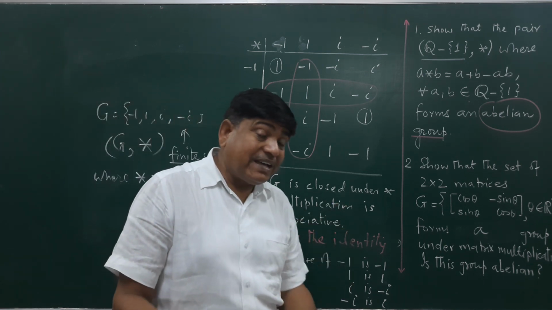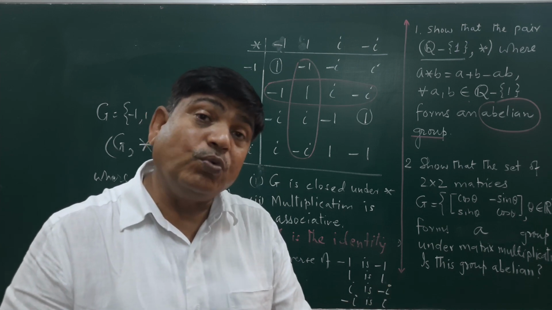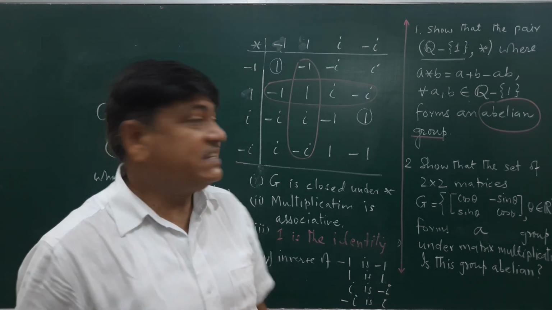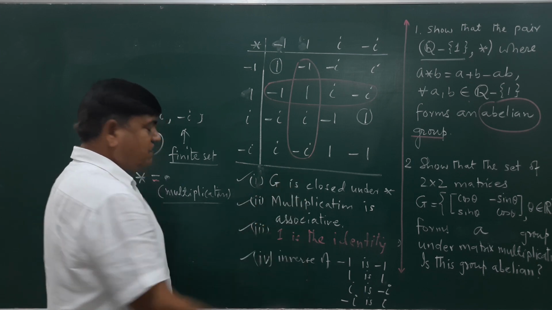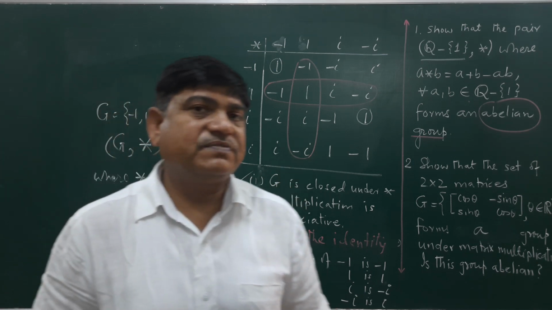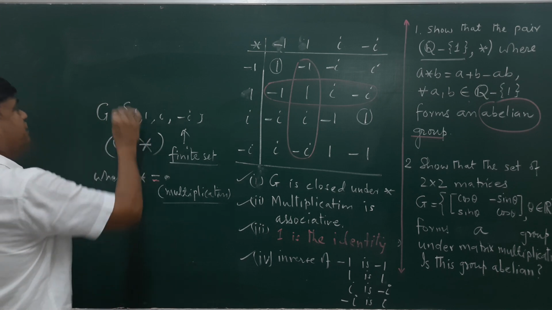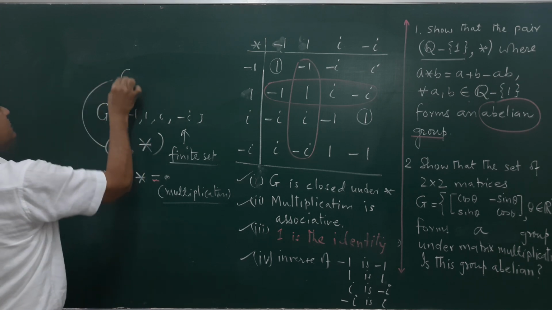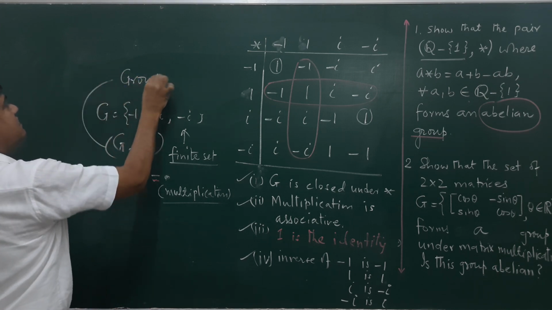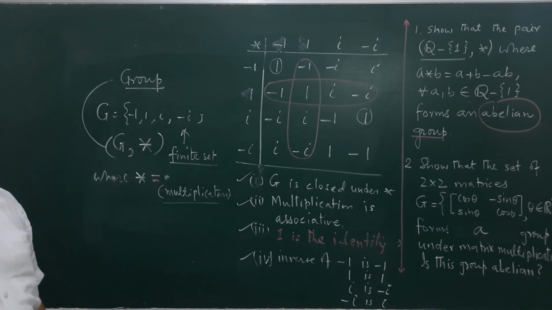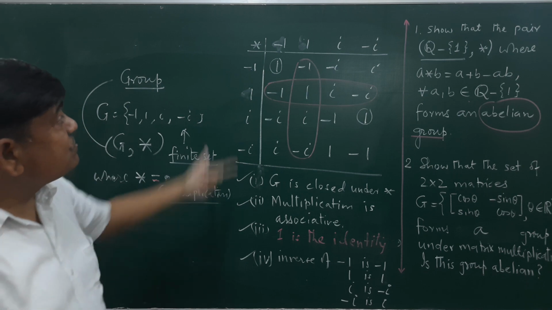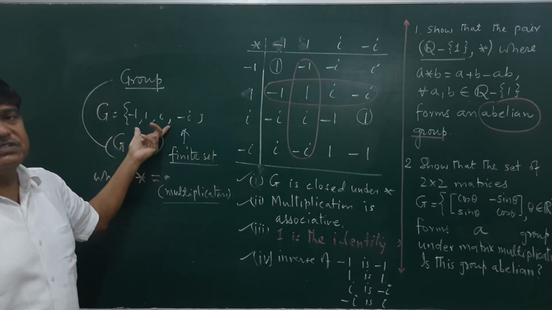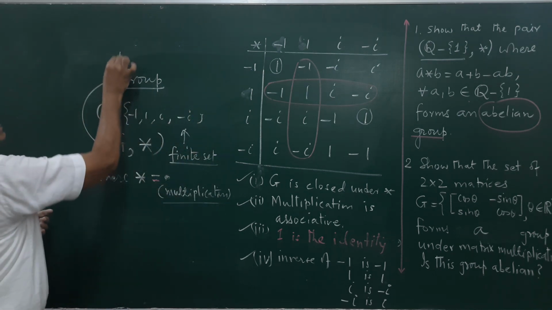Every element has its inverse in Z. First हो गया, second हो गया, third हो गया, fourth. All the 4 properties are satisfied. So this is a group. कैसा ग्रुप है? फाइनाइट. क्यों फाइनाइट? बिकॉज Z is finite. Number of elements finite. So this is finite.